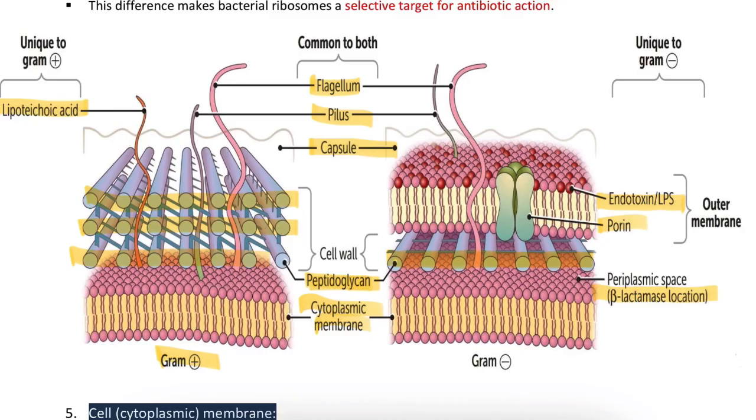Next one, penicillin binding proteins, which we can see in gram positive and gram negative bacteria and are mostly targeted by beta-lactams. Next one, periplasmic space, which we see in gram negative bacteria and is targeted by beta-lactamase inhibitors. Next one, ribosome. The 70S ribosome is seen in gram positive and gram negative bacteria and is targeted by tetracyclines and aminoglycosides.